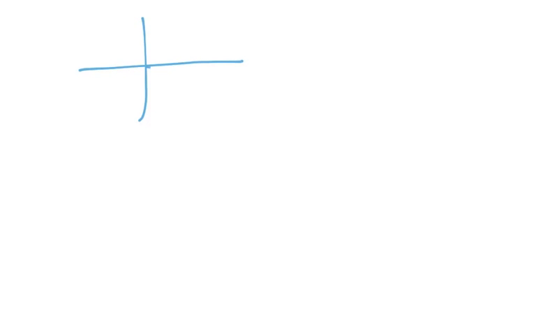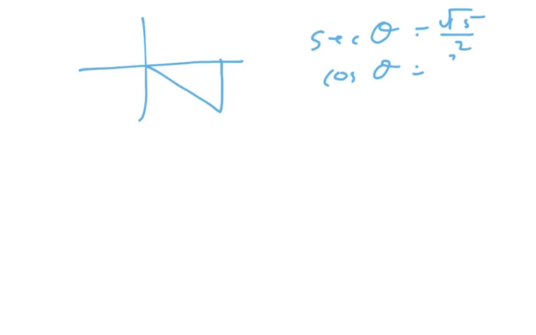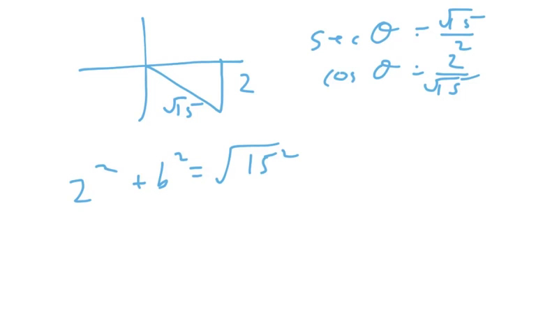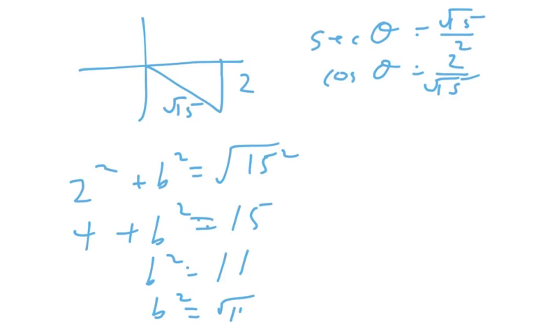Secant theta is equal to the square root of 15 over 2 in quadrant number 4. So the cosine of theta is equal to 2 over the square root of 15. So 2 squared plus b squared equals the square root of 15 squared. 4 plus b squared equals 15. So b squared equals 11. So b equals the square root of 11.